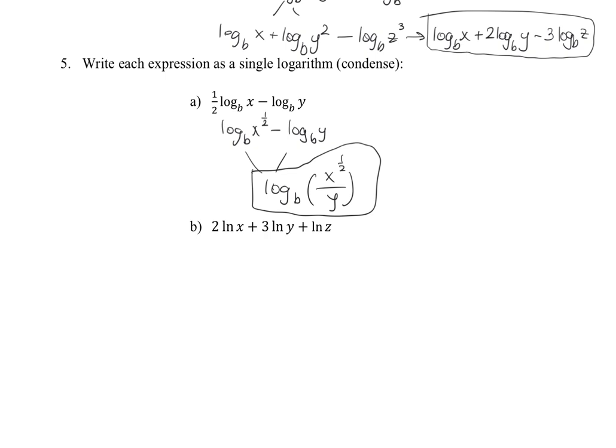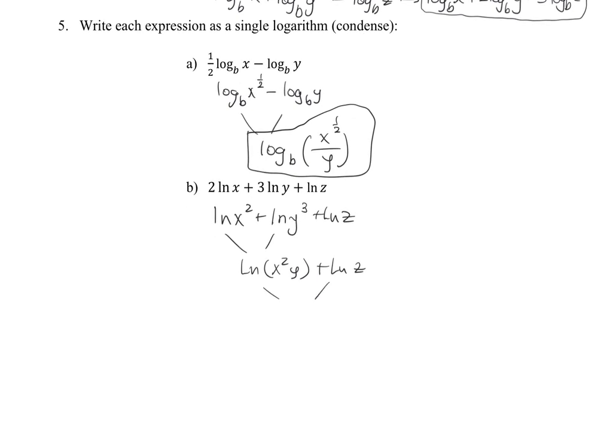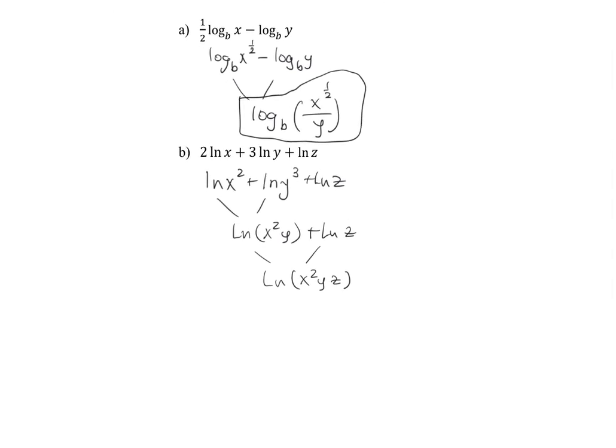For part B, I'm going to start by moving the coefficients back up as exponents. So this is natural log of x squared plus natural log of y cubed plus natural log of z. Now I'm just going to combine those into one natural log using the product rule. And then we combine these two, again, using the product rule, because there's a plus sign, into one natural log. So the x squared y is just going to multiply the z to form the product x squared times y times z.